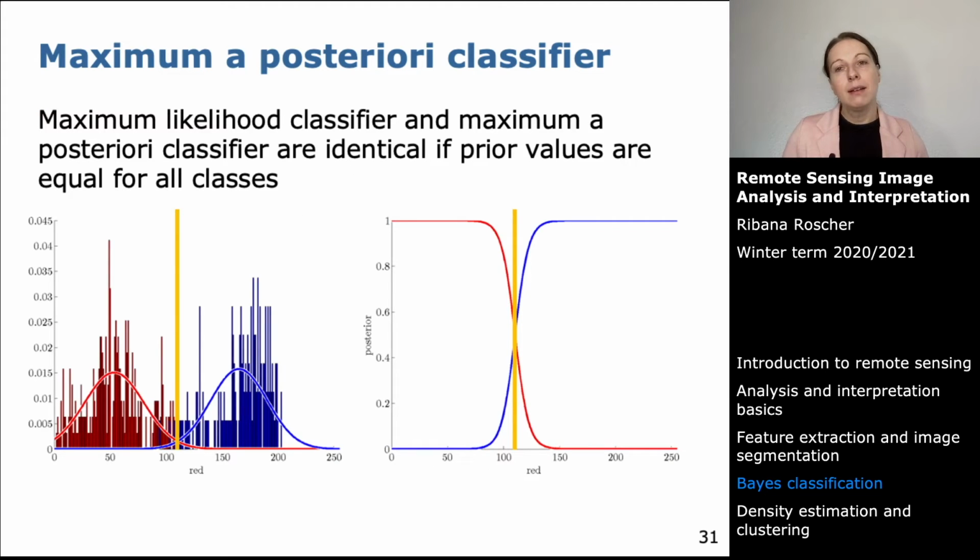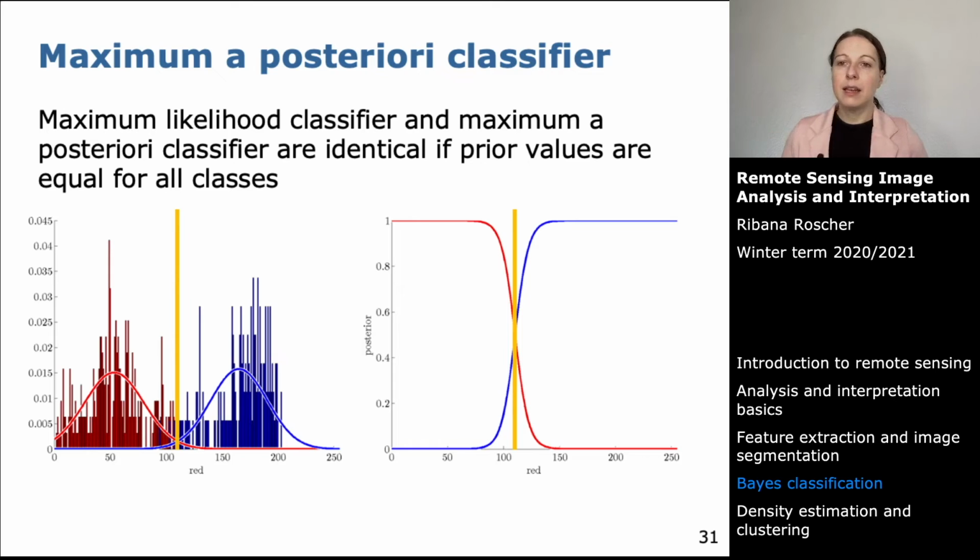And when you compare the maximum likelihood classifier and the maximum a posteriori classifier, you will realize that both classifiers will give you an identical result if the prior values are equal for all classes. So this is also what you do if you do not have any prior knowledge about your classes: just assume it's the same probability. This has the same effect as leaving it out, not considering it. But in case you have prior knowledge, use it.